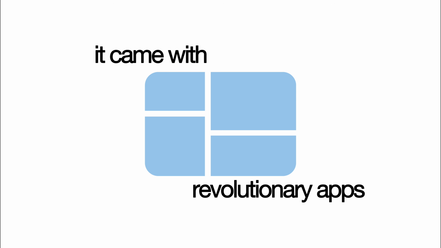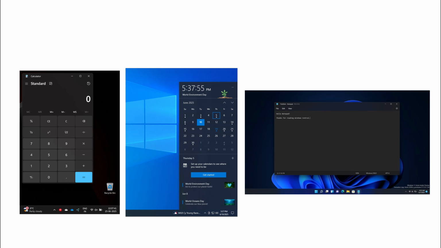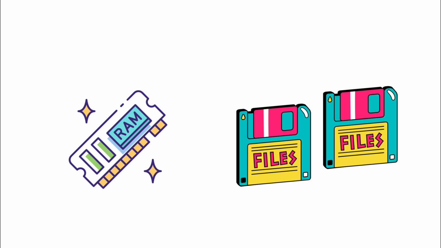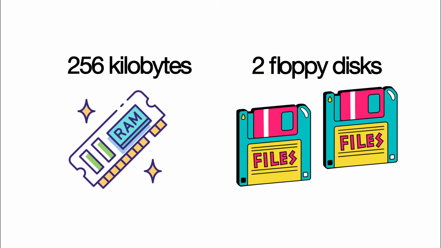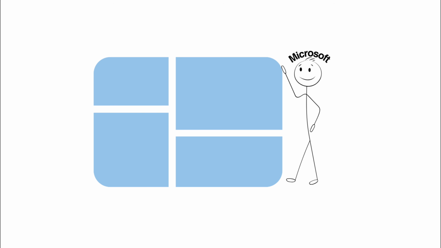It came with revolutionary apps like Calculator, Calendar, and Notepad, which are basically the same apps we use today, except now they have dark mode. The whole thing required 256 kilobytes of RAM and 2 floppy disk drives. For comparison, a single iPhone photo today is bigger than the entire operating system. But hey, it was a start, and Microsoft was very proud of their digital rectangle manager.